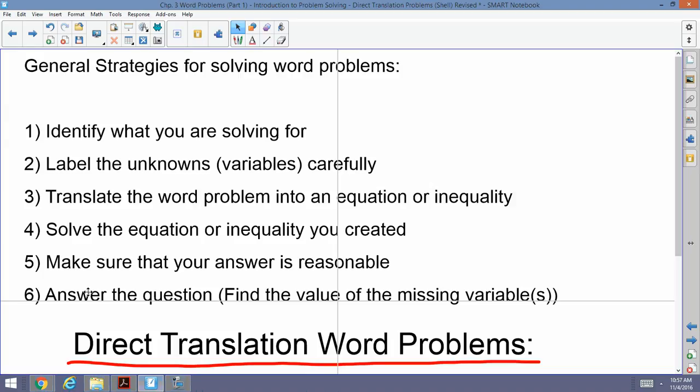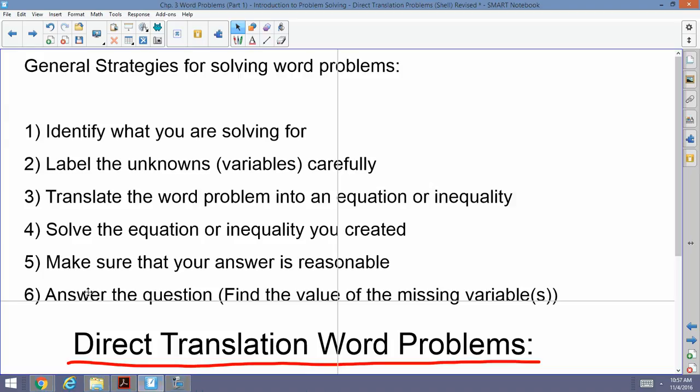Number 2, label the unknown variables carefully. I've been saying label to you all year. You're sick of hearing me say label. I'm going to continue. Label, label, label. Label what it means. What does that X mean? What does that Y mean? What does the Z mean? What does the W mean? Label. Then translate the word problem into an equation or inequality. Use the skills that we just went over today, translating words to math. Use that skill, my brothers. Use it.